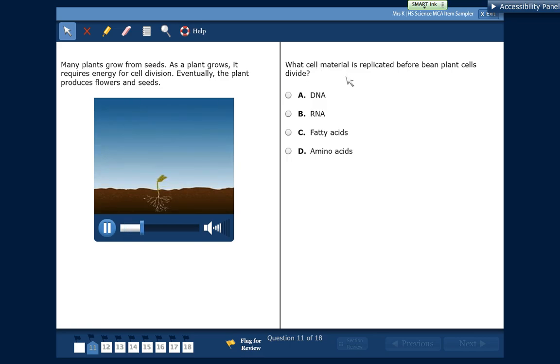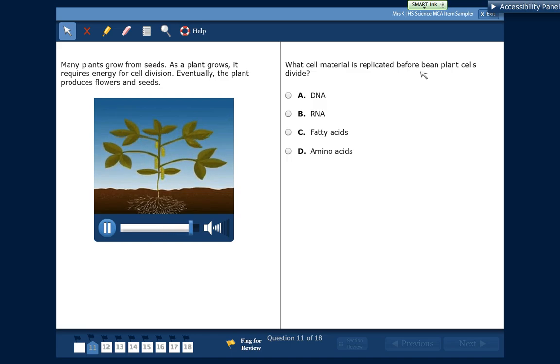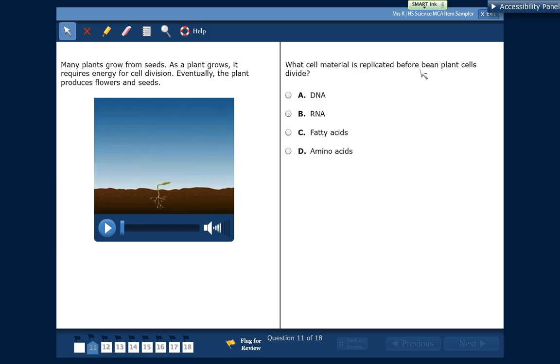What cell material is replicated before bean plant cells divide? So this is talking about cell reproduction, cell replication, and before a cell can actually split in two and become two cells that are exactly the same, it needs to replicate the most important part of the cell, which is the DNA. Not the RNA, fatty acids, or amino acids. This is just to throw you off. DNA always needs to be replicated first.